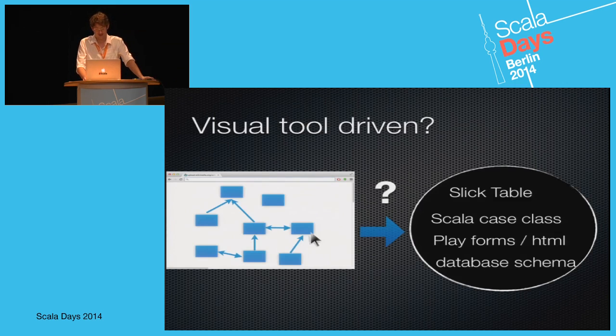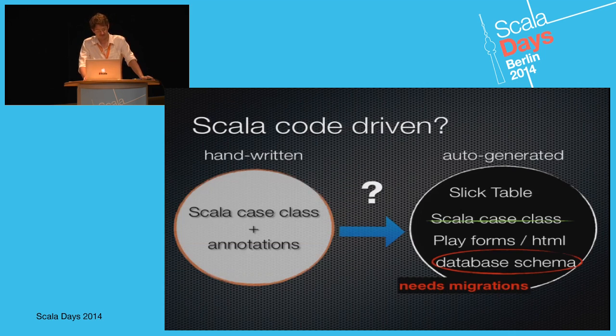And it had stuff like this. You have this modeling tool, and you go do all these graphics and generate your code. Nobody wants to do that, right? We want to write code. So another thing we could do is have some Scala case classes, maybe with some additional information like annotations, and use macros or something, look at that, generate our Slick tables, and we don't need to generate the case classes anymore, generate the Play forms, the HTML stuff, and the database schema.